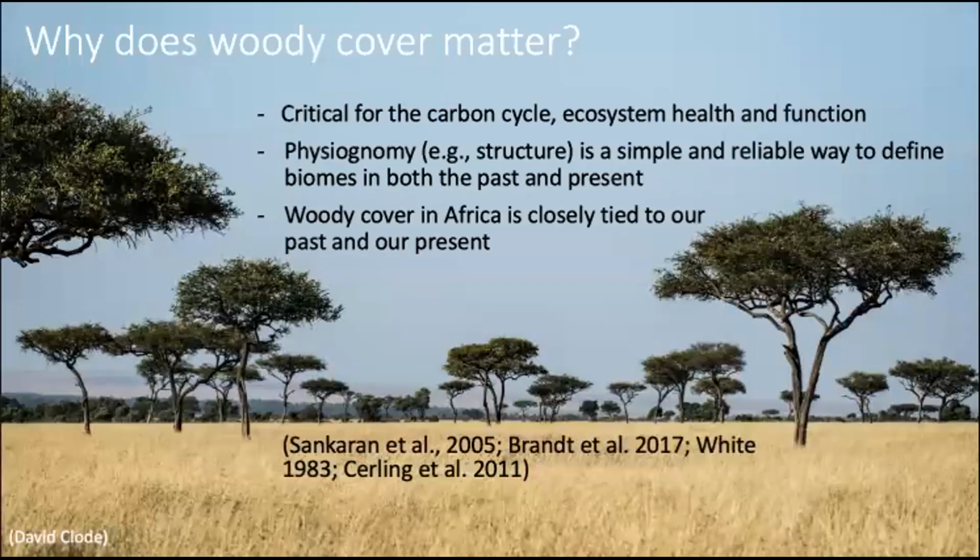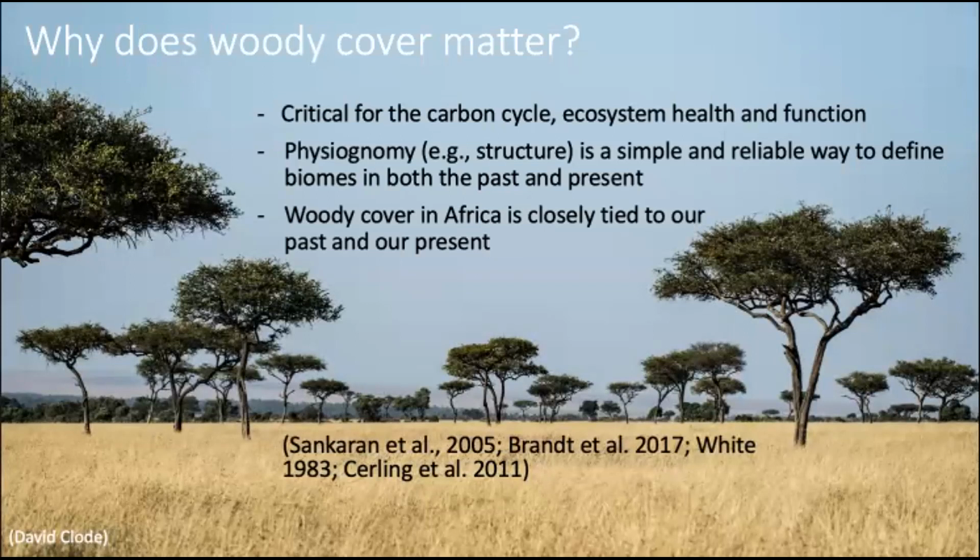So the focus of this talk is going to be on woody cover and reconstructions of woody cover and what that means and how we can get at this through diverse archives. So why does woody cover matter? It's this fundamental piece of ecosystems. On an ecological scale, it's absolutely critical for ecosystem function and health, as well as for the carbon cycle.